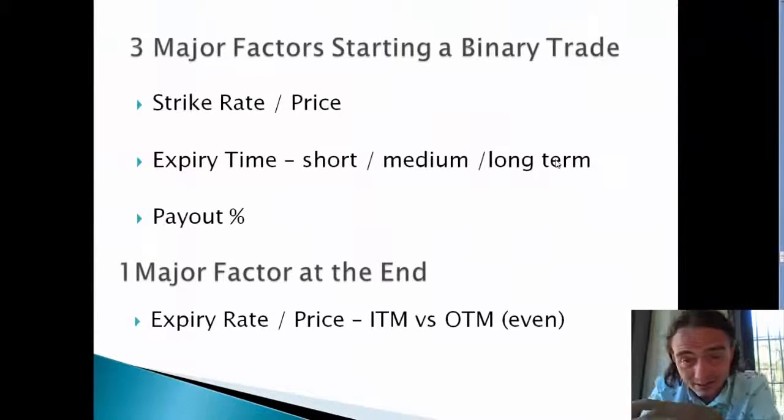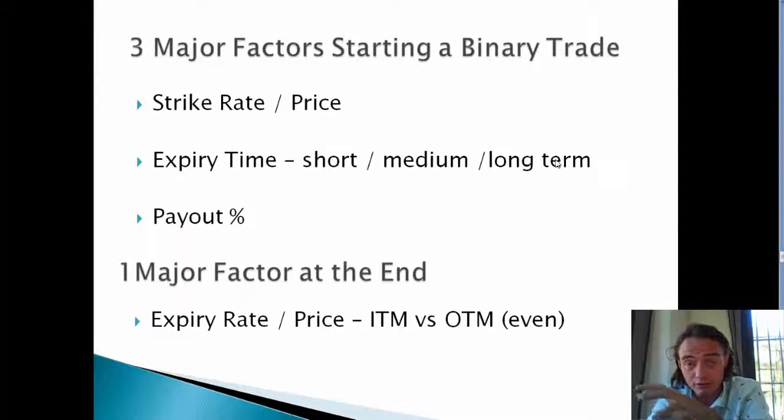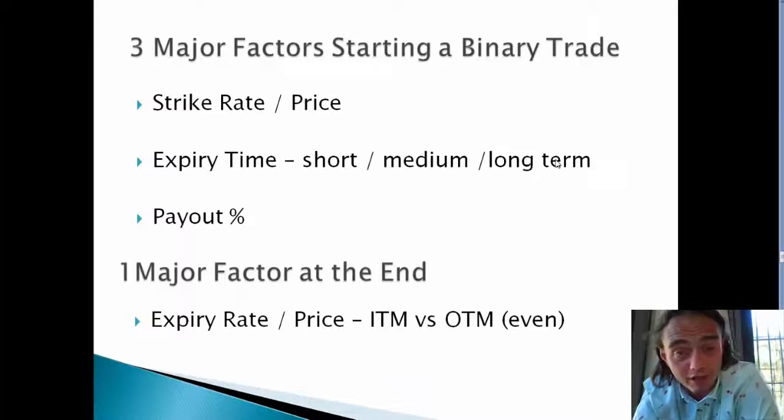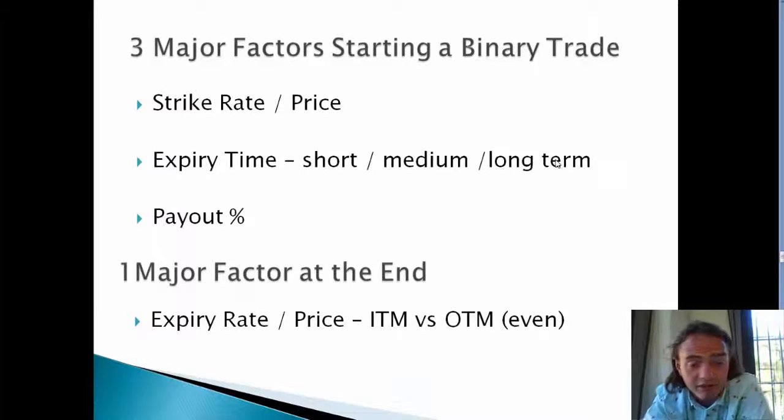So the one factor at the end which determines if your trade is in the money or out of the money, or in fact evens, is the expiry rate or the expiry price. If you've made a call trade and the expiry rate is higher than the strike rate, you will be in the money. Conversely, if you made a put trade and the expiry rate is lower than the strike rate, then again you will be in the money. That's the deciding factor.